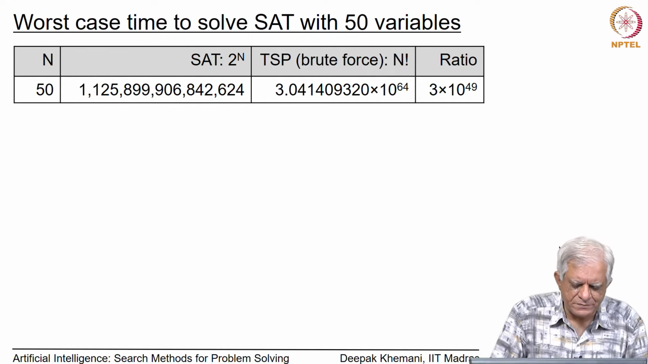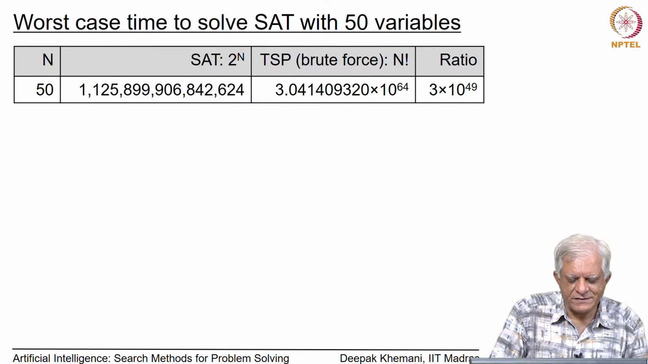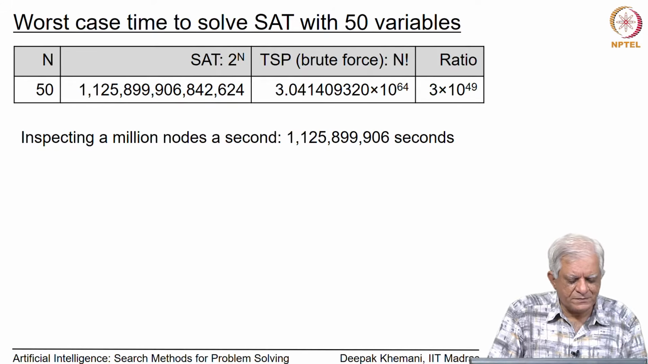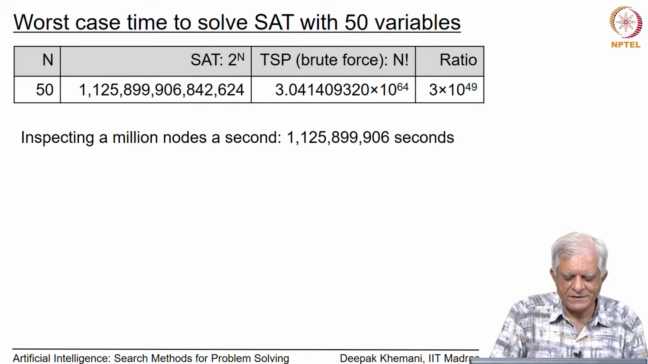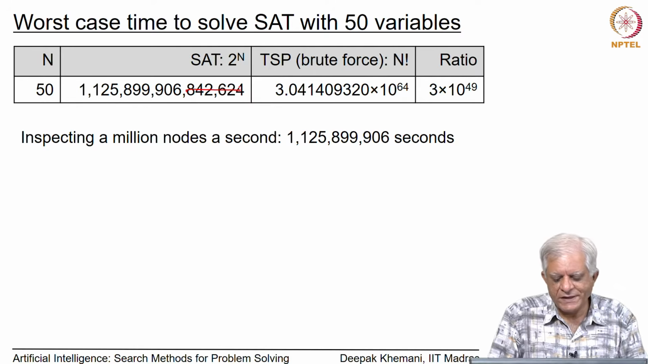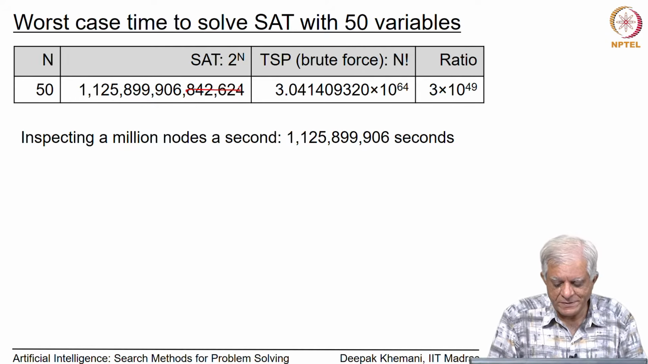So, for n equal to 50, the number of candidates in SAT is too large for me to read out as a number, but you can observe that it has about 10 raised to 15 odd candidates. Now, if you were to inspect a million nodes in a second, then we would chop off the last 6 digits from this number, and what we would get is the number of seconds that we would need to inspect the space for 50 variables.